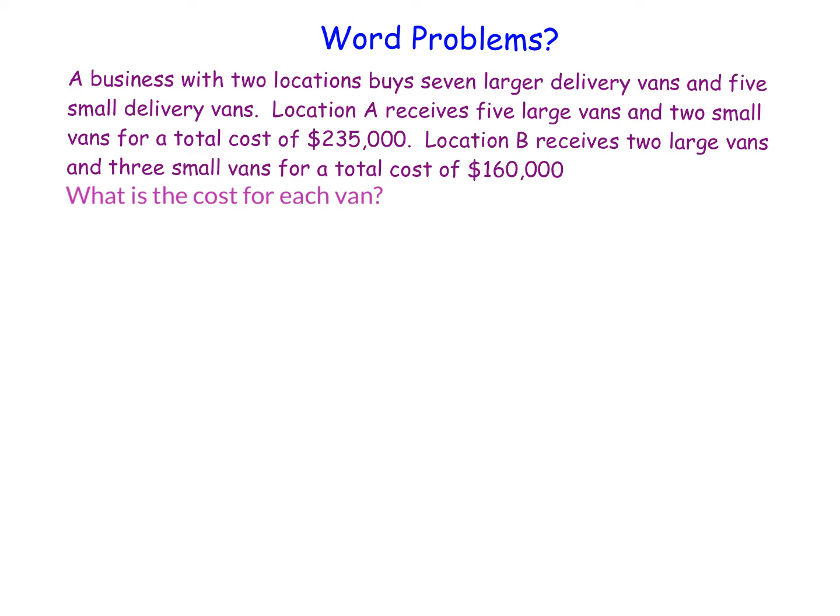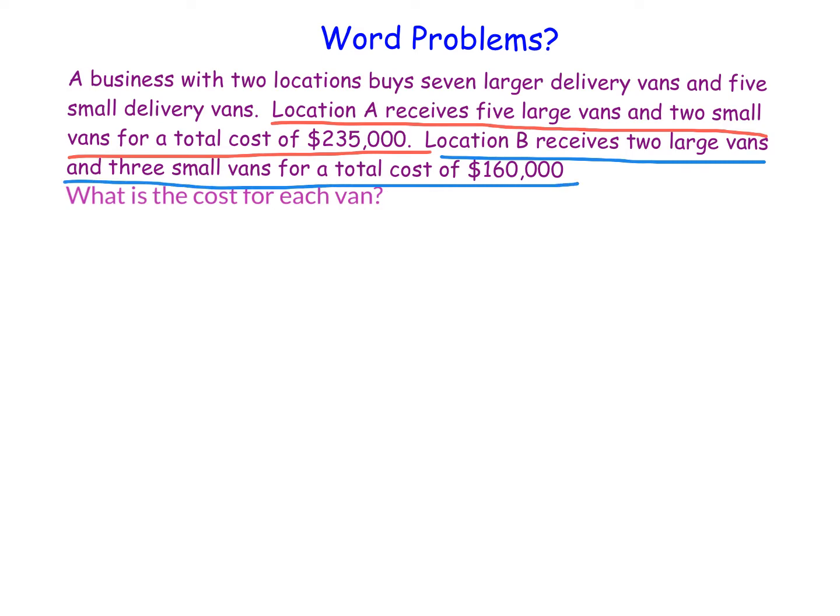So this one says a business has 2 locations and buys 7 larger delivery vans and 5 small delivery vans. Location A receives 5 large vans and 2 small vans for a total cost of $235,000. Location B receives 2 large vans and 3 small vans for a total of $160,000. And then it says, what is the cost for each van?